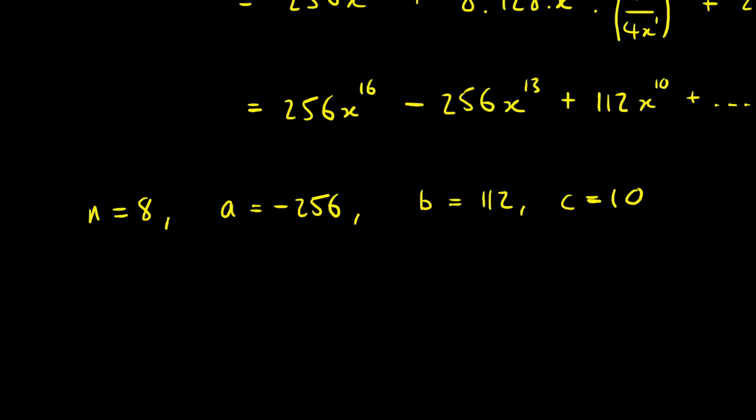Now I'm just going to double check that against the mark scheme just to make sure that I haven't made a mistake somewhere. So n is 8, a is negative 256, b is 112, and c is 10. Yep, those are all the right answers.